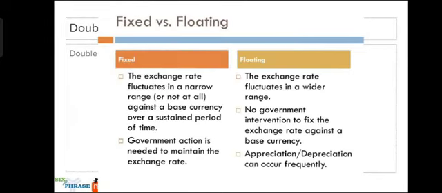Fixed versus floating. In fixed, the exchange rate fluctuates in a narrow range against a base currency over a sustained period of time, and government action is needed to maintain the exchange rate. In floating, the exchange rate fluctuates in a wider range, with no government intervention to fix the exchange rate against a base currency.